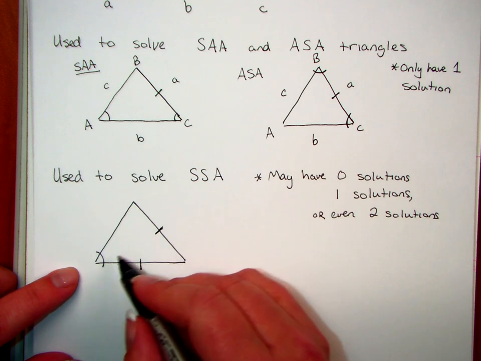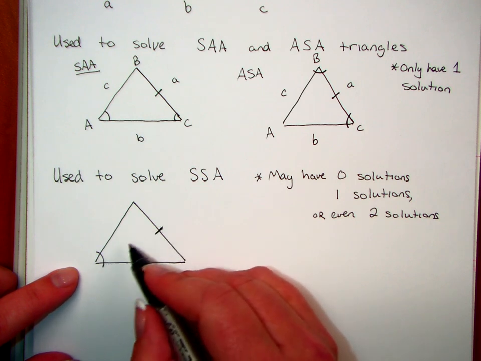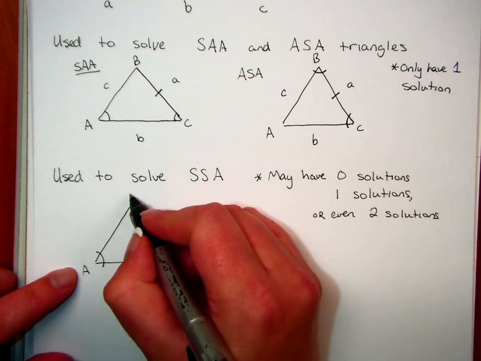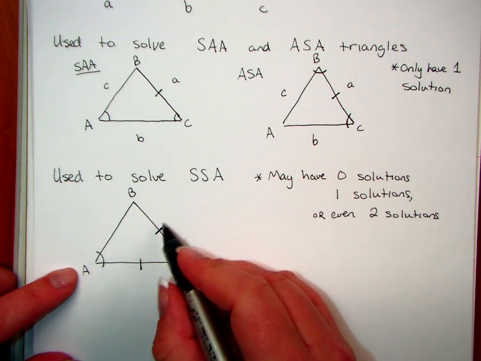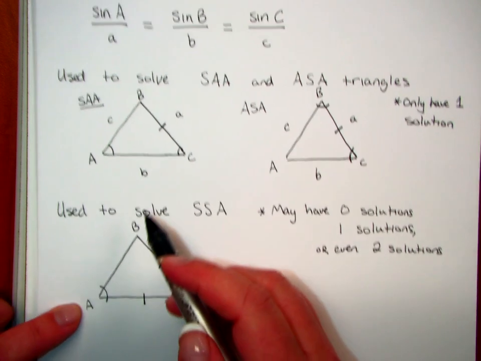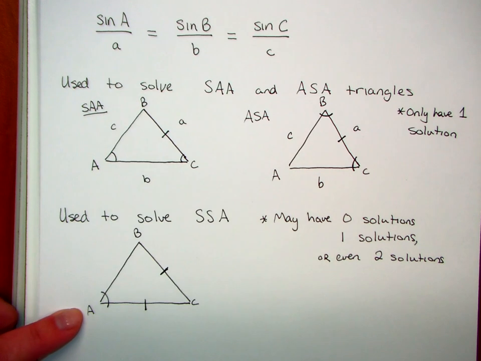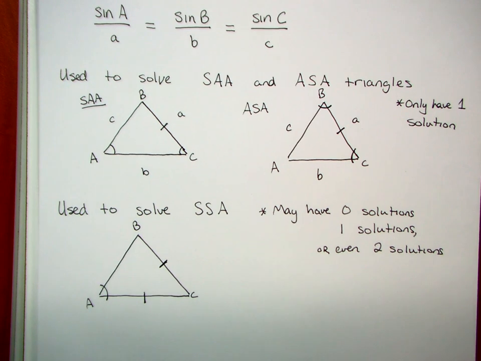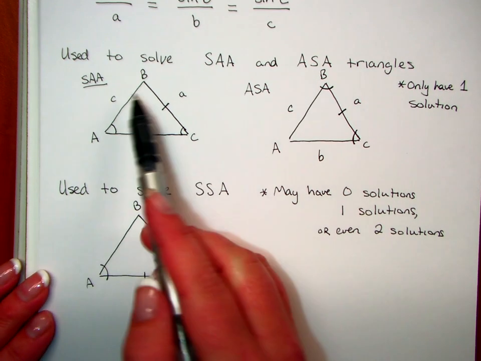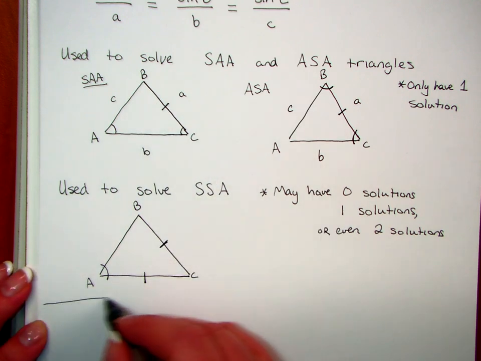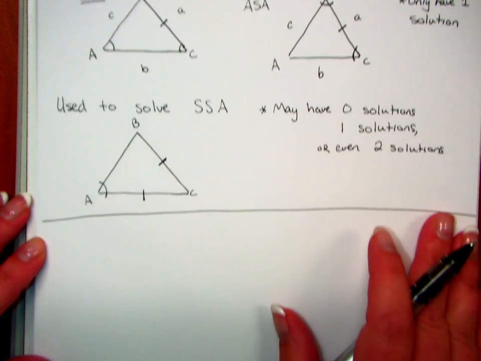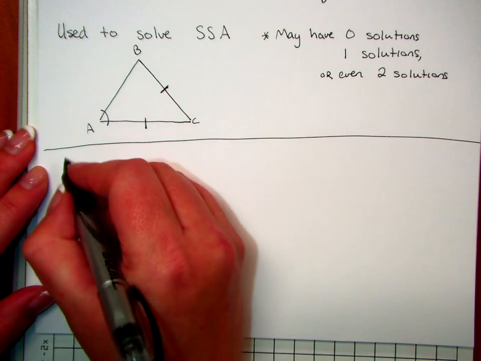As you can tell, we have a proportion set up here. If I were to label these A, B, and C, we know little a, we know angle A, and so we can set up that proportion for sine A over a in order to solve the rest of this triangle. All right, so let's do one example up here because these are pretty straightforward, fairly simple. So the directions are going to say solve the triangle.